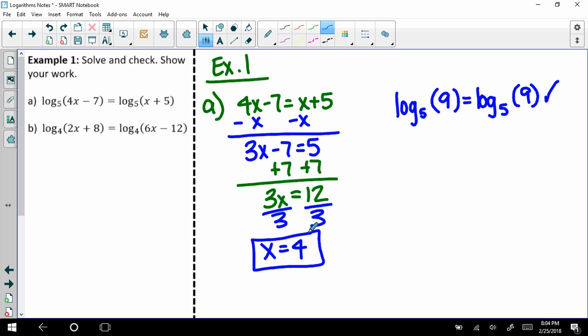Okay, so make yourself a note that when you check it and plug it back in, you've got to make sure that it doesn't create a negative number inside. Even if this had said negative 9 equals negative 9, you would have to say no solution because you're not allowed to have a negative inside the log. Okay, so go ahead and pause it and try part B, and then unpause it when you're ready to check.